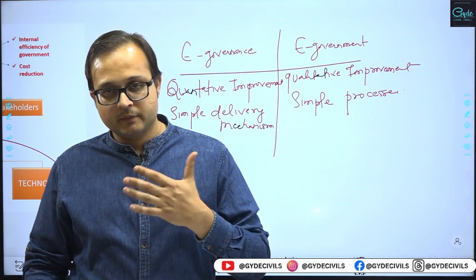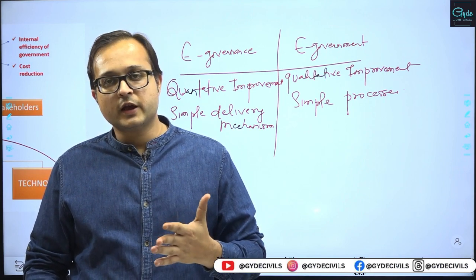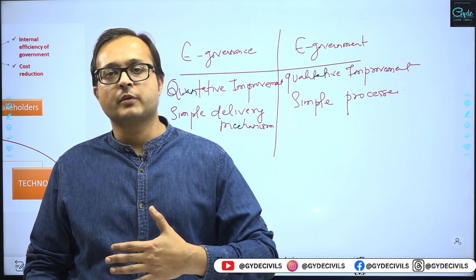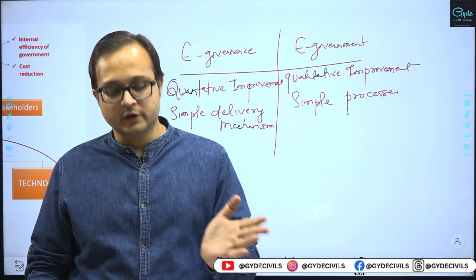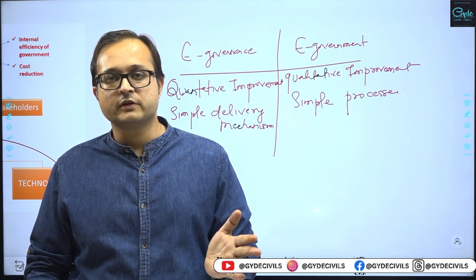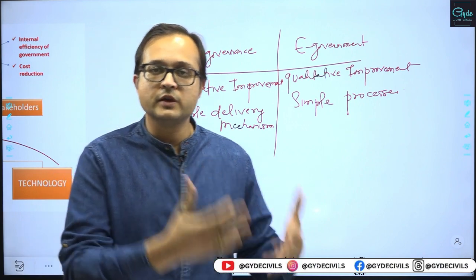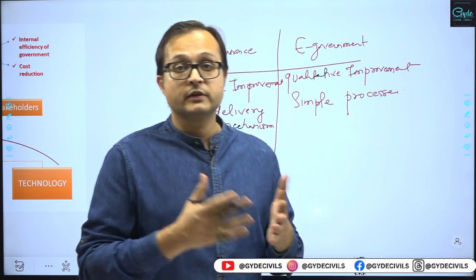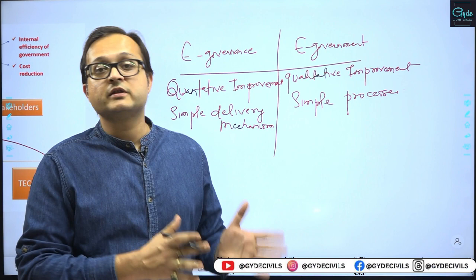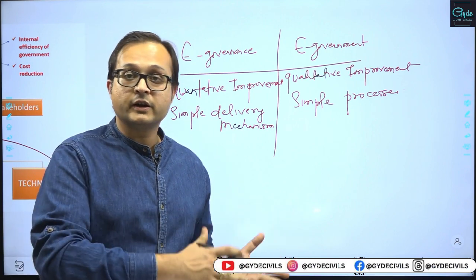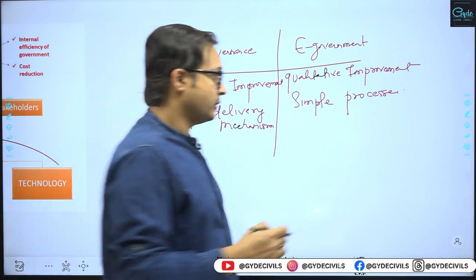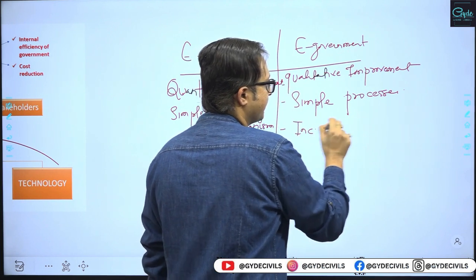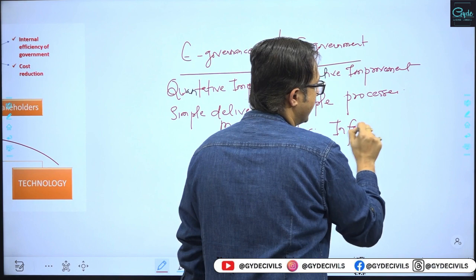In fact, e-government improves the access to information, right? The access to information, that means the number of stakeholders which are involved in an administration. The e-government strategies would increase the access of each and every stakeholder involved in administration to the information. Whereas e-governance increases the interaction based on the information which is available. So this is for increasing information access.